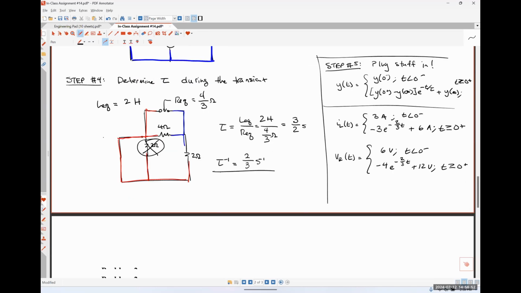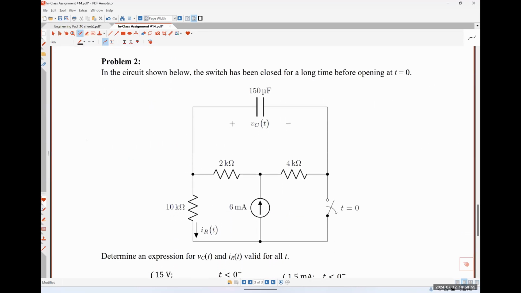All righty. So here we have problem number 2. We have now a circuit containing a capacitor. The switch has been closed for a very long time before opening at t is equal to 0. And hopefully we can all see that the switch over here opening up does not in any way, shape, or form disconnect this 6 milliamp source here in the bottom middle. So this is also a total response problem.